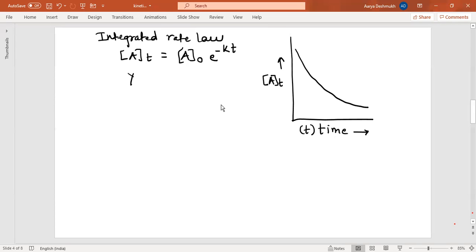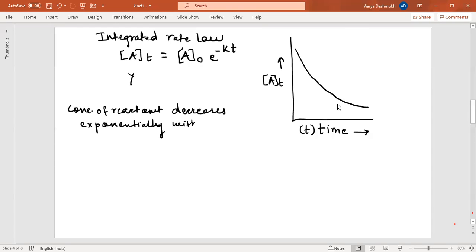Okay, so the concentration of the reactant. How do you interpret this graph here? Looking at this, the concentration of reactant decreases exponentially. A drastic decline is there exponentially with time. As the time increases in this direction, this concentration goes on decreasing. You can see here there is a decrease in the concentration.